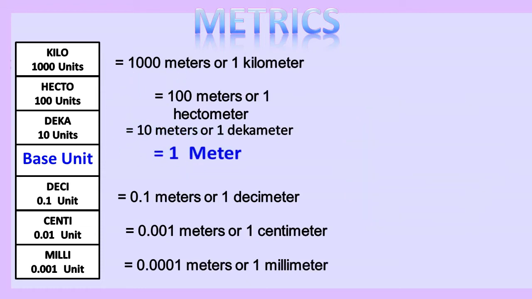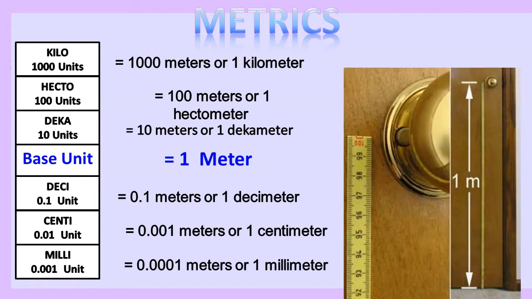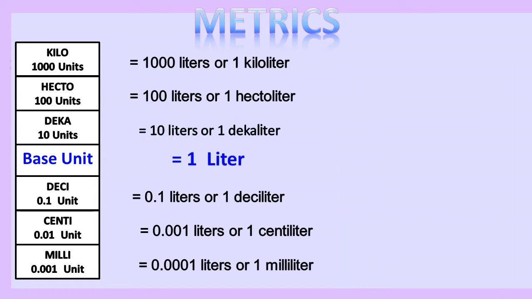For length, the base unit is a meter. Most doorknobs are about 1 meter from the floor. So if you reach your hand out to where you use a doorknob, that's a meter to the floor. The base for volume is the liter. This one you'll use quite often in measuring medication.